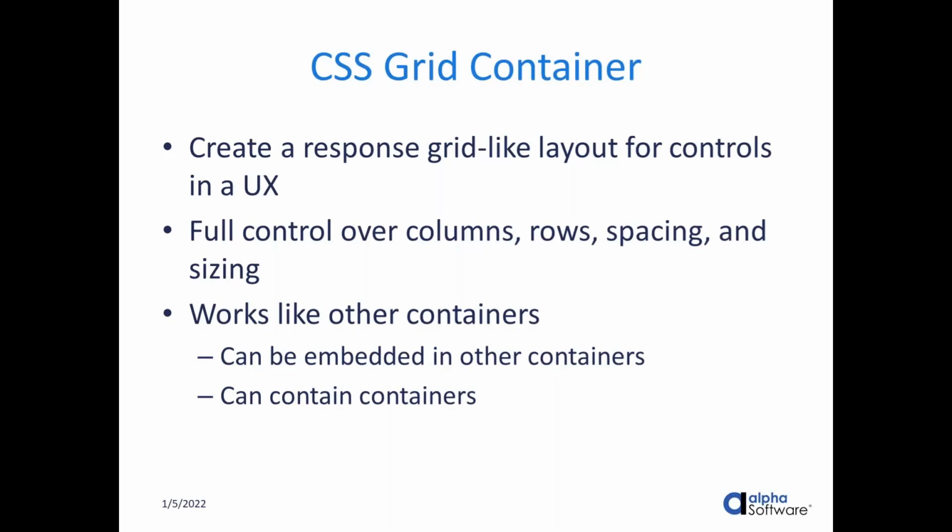So as with any other container, our CSS Grid Container can be embedded in containers. It can contain other containers. Now, be aware that some containers might get a bit weird, like a repeating section. I know repeating section is very, very special in that it's a data-bound container that repeats rows. And I believe you can put a repeating section in a CSS Grid container, but if you do it the other way, you might get something you didn't anticipate. So just be aware that that particular container doesn't like having other containers embedded in it is basically the thing I'm getting at there.